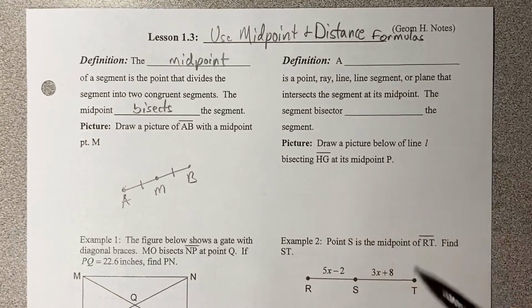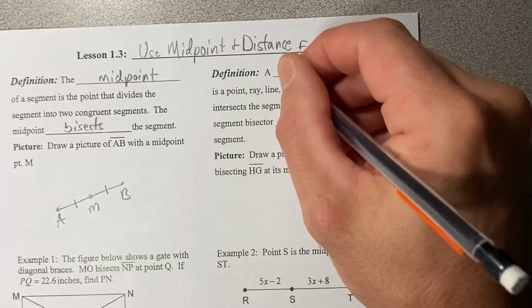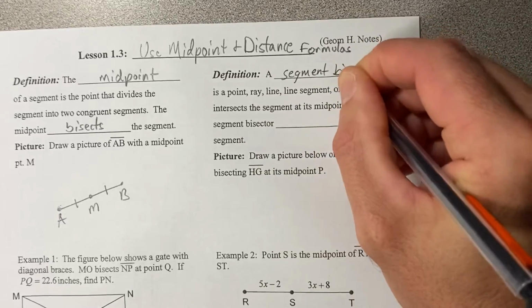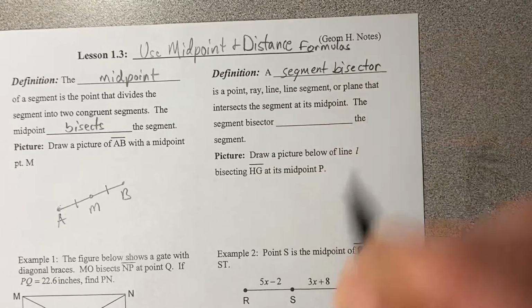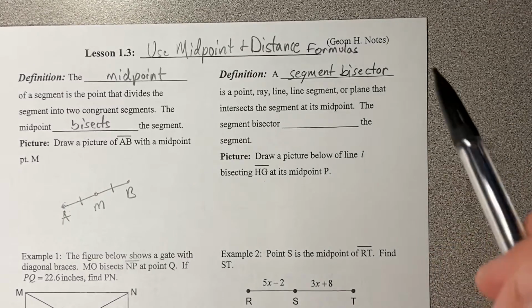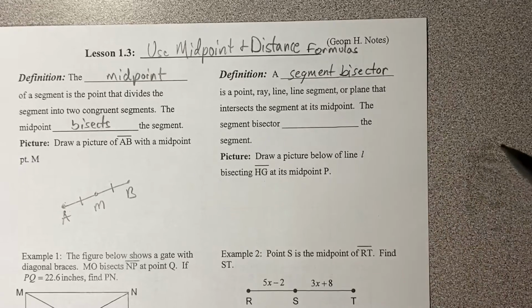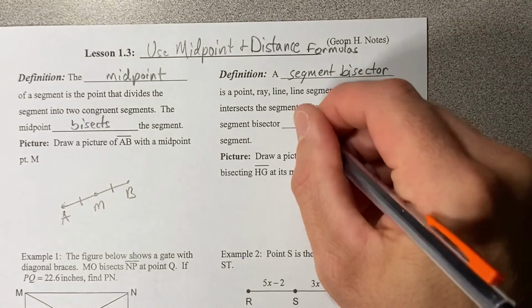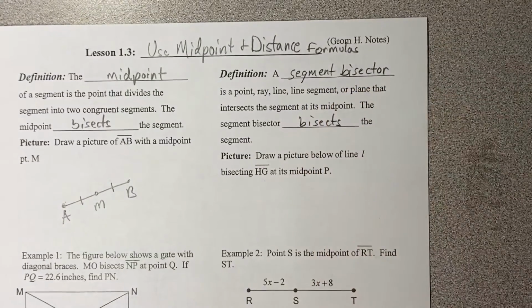All right, now associated with midpoint is a segment bisector. And here's the funny thing, segment bisectors contain the midpoint, okay? So a segment bisector could be a point, or it could be a ray, a line, a line segment, or a plane that intersects the segment at its midpoint, okay? So again, the segment bisector bisects the segment.